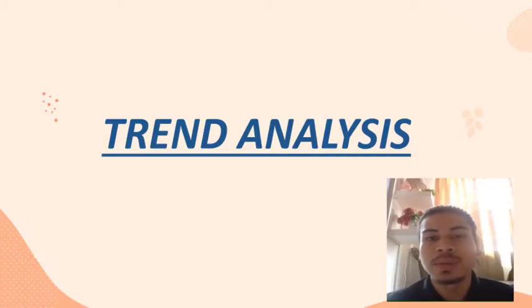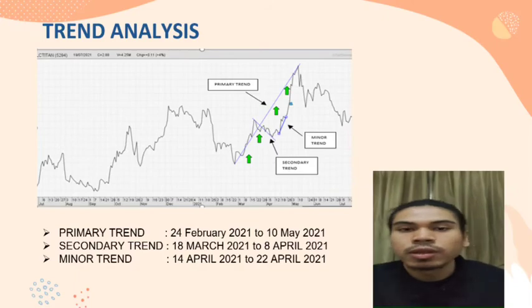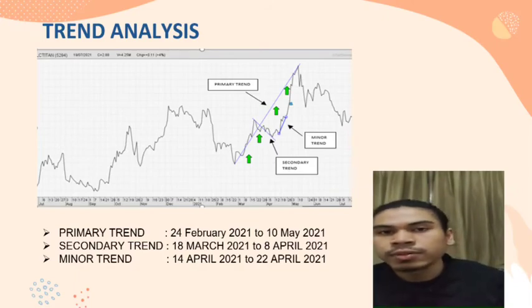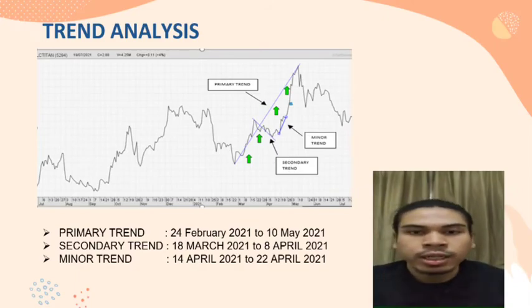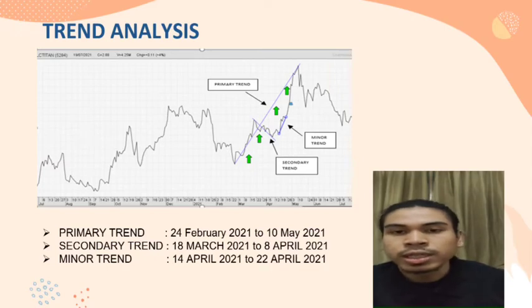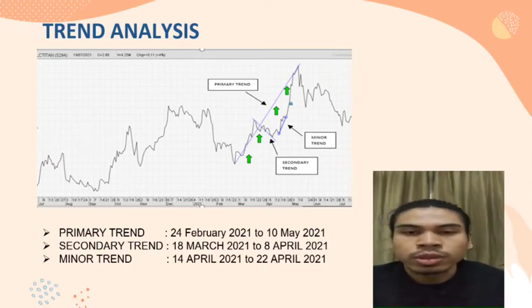Assalamualaikum. My name is SHUKOR and I will present about trend analysis. For the LCTITAN trend analysis, it has three trends, which are primary trend, secondary trend, and minor trend. The primary trend is a rising trend commencing on 24 February 2021 to 10 May 2021.